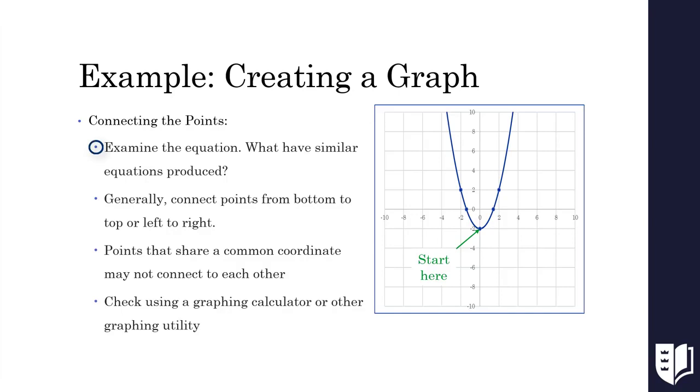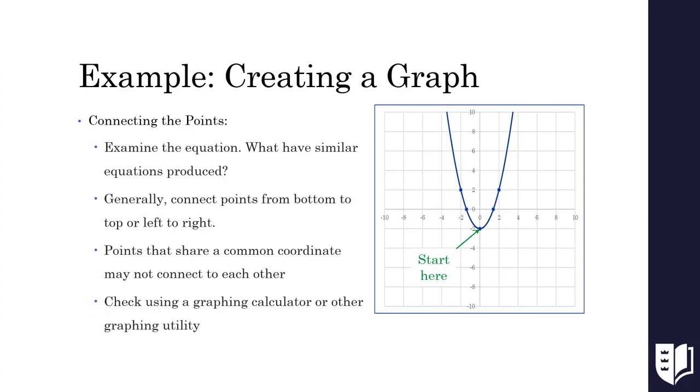First, we should look at our equation and see if we can figure out how to connect them based on the shape of the graphs that similar equations produced. We should also always start from left to right or from bottom to top. Unless we have a line, points with a common value probably don't connect to each other. Always be sure to include every point that we plotted. Finally, if we need to, we can use a graphing calculator to check the graph after we create it.